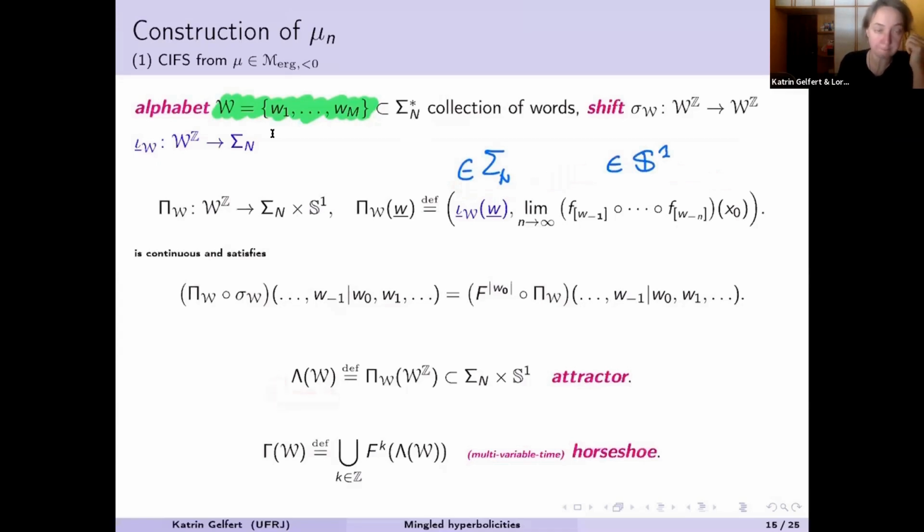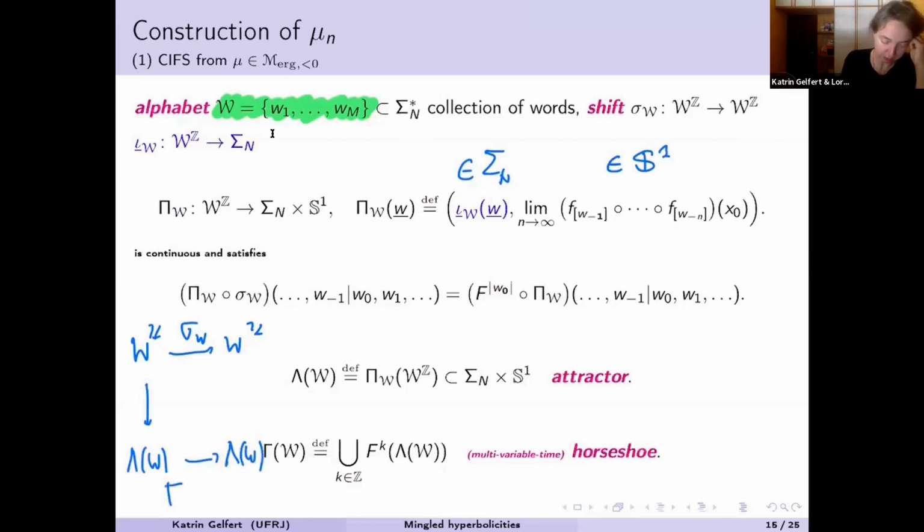So I have here my word space with the shift on this abstract word space, and this projects to an attractor, and on which my map acts. Well, it's not the original map F, because it's a semi-conjugation. It's a conjugation, but only at the right times you return to your blending interval. So this return time depends on the symbols you have in your sequence.